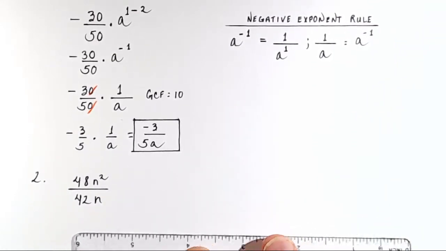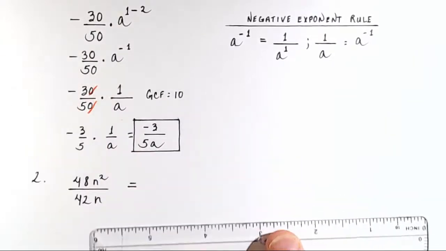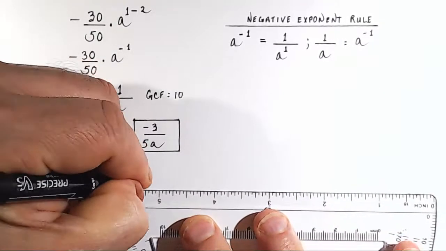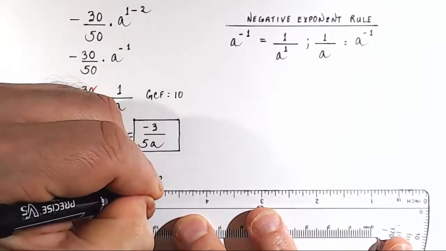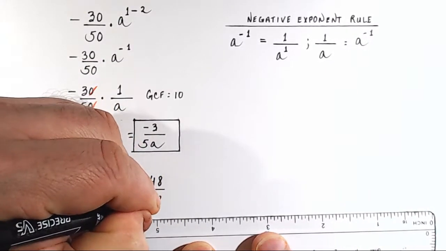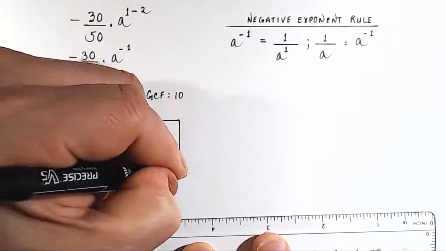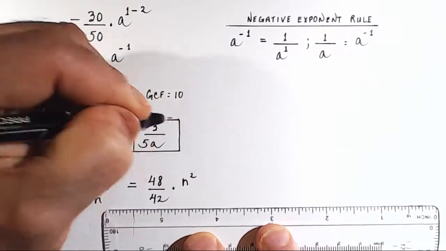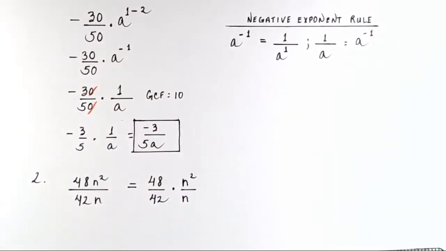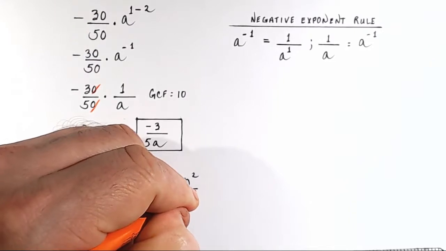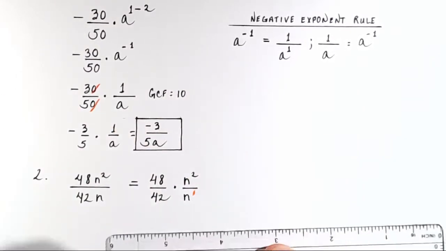Okay, so the first step here I would like to do is to break this fraction up. We can break it up into the number part, 48 over 42, times the variable part, n squared over n. Remember, it's n to the first power. So now we'll apply the quotient rule.